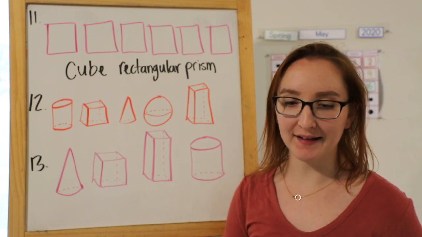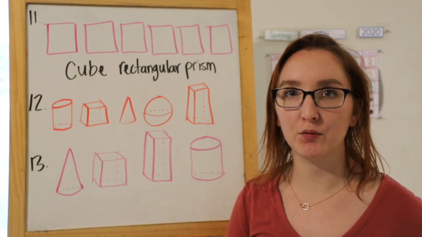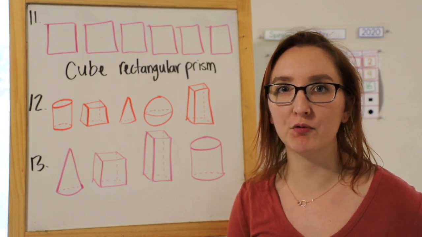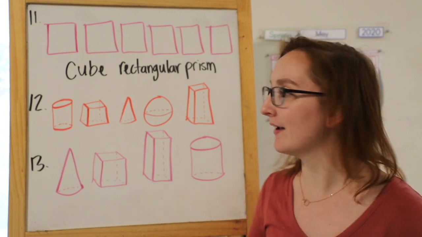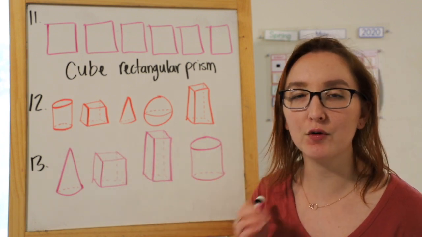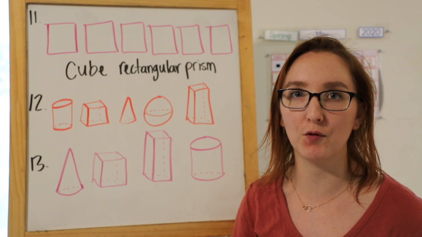Number 12 says, circle the shapes with 4 or more faces. Circle the shapes with 4 or more faces. So look at each shape, count how many faces it has, and circle the ones that have more than 4.